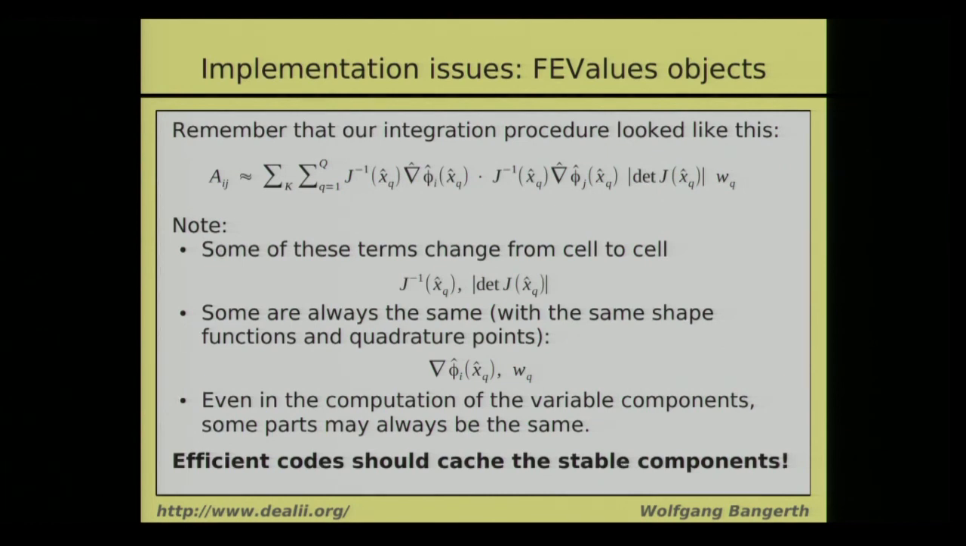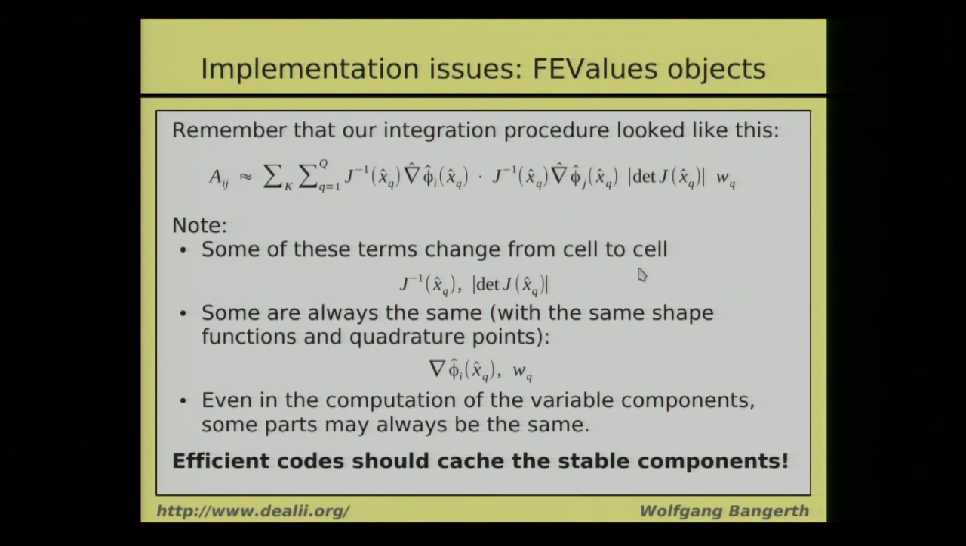So we introduced FEValues because there are certain things that you need to compute on every cell, and certain things that you don't need to compute, that you can cache, that you can compute only once and then never again. So for example, if you go back to the example of the Laplace equation, the bilinear form that we need to implement to assemble the elements of the Laplace matrix looked like this, right? So it was the sum over cells, the sum over quadrature points, the inverse of the Jacobian evaluated at the qth quadrature point, the gradient of the shape function i, and so on and so forth.